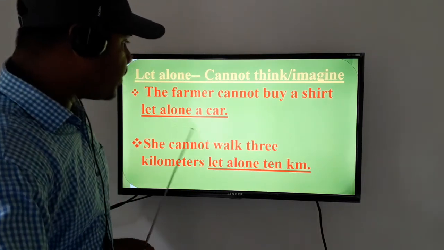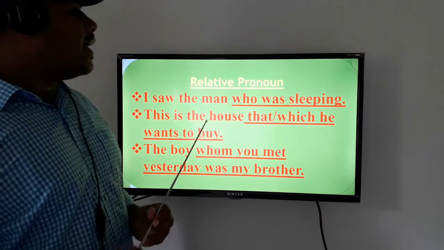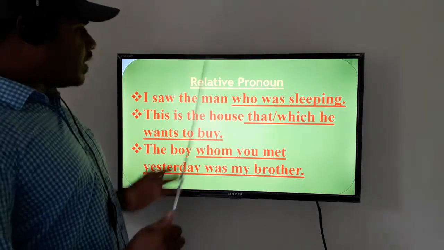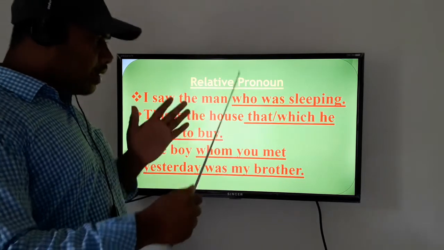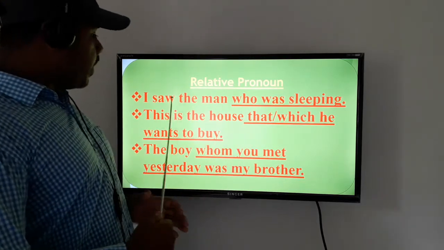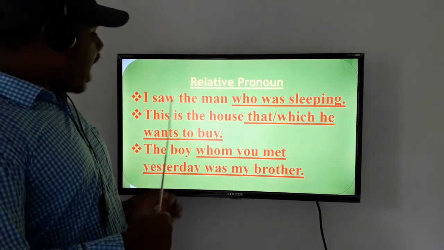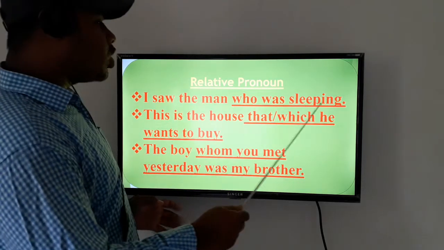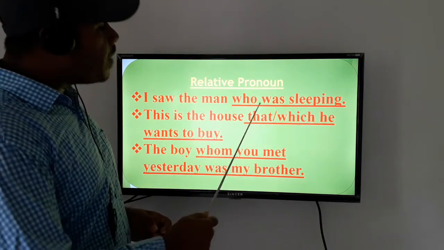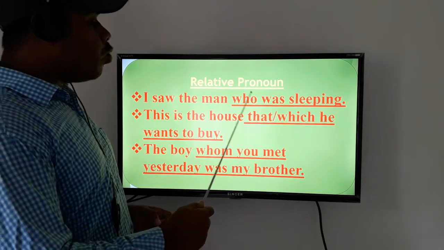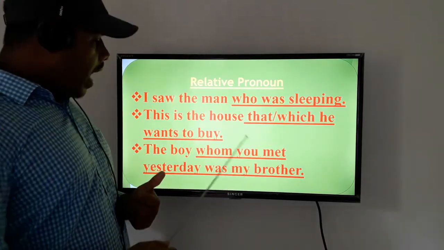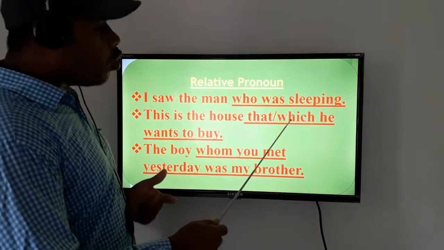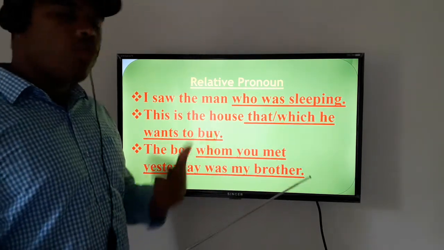All right. Next, there is relative pronoun. Dear students, try to understand what is relative pronoun. You will see who, which, that. We use it in the middle of the sentences. So have a look. I saw the man who was sleeping. So who is our relative pronoun? We use who to indicate a person. And we use that or which to indicate things or animals.